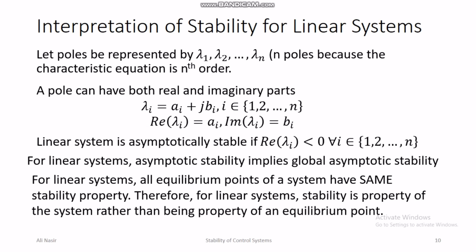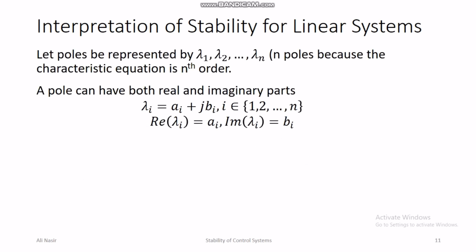This is the situation: in order to determine asymptotic stability, you calculate all the poles, and if the real part of all the poles is strictly less than 0, then you have asymptotic stability in the linear system, which means no matter how many equilibrium points it has, all of the equilibrium points are globally asymptotically stable.